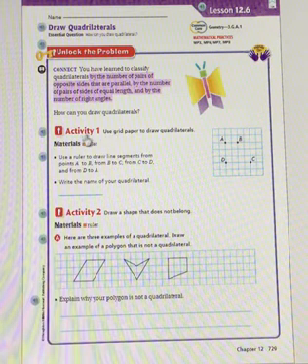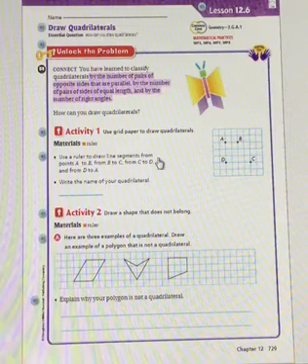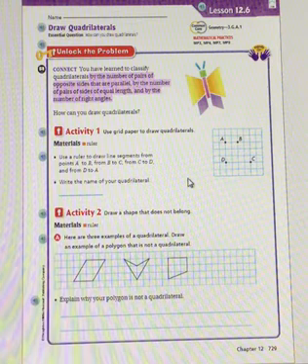Let's move down to activity 1 here. We're going to use the grid paper on the side to draw a quadrilateral. Okay. Please grab a ruler that's at the round table. With your ruler, draw a line segment from point A to point B, from B to C, C to D, and finally D to A. Once you have that done, you can write the name of your quadrilateral.